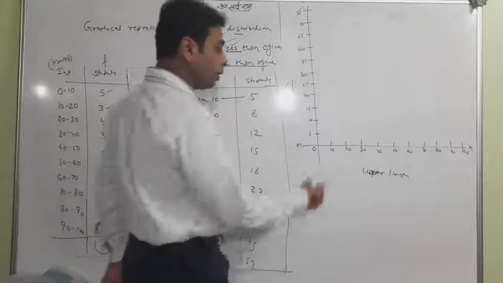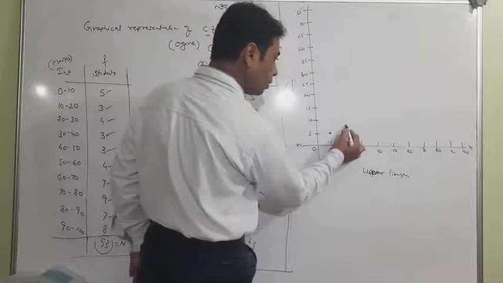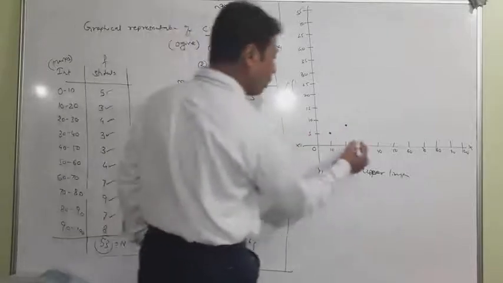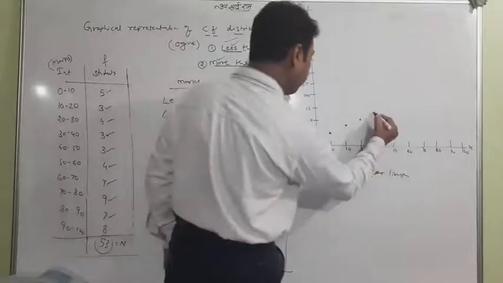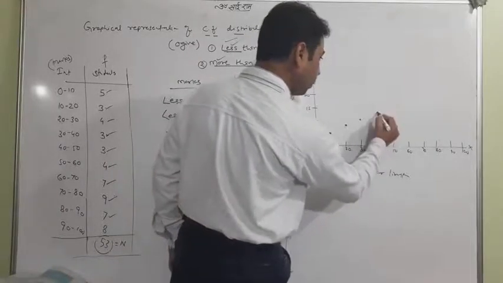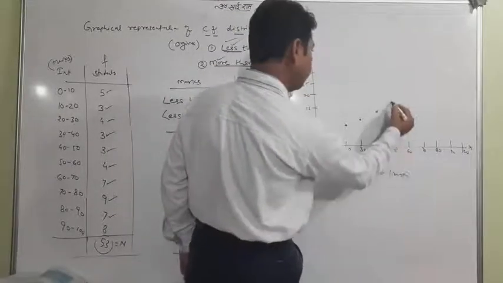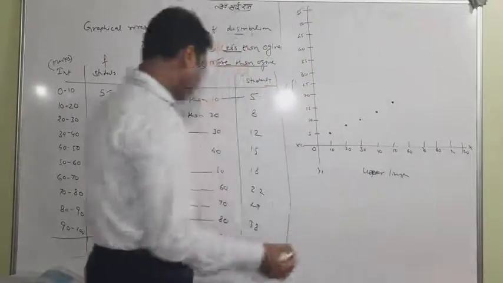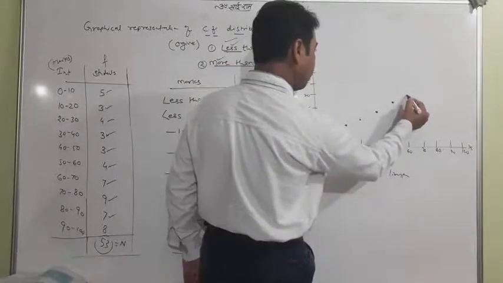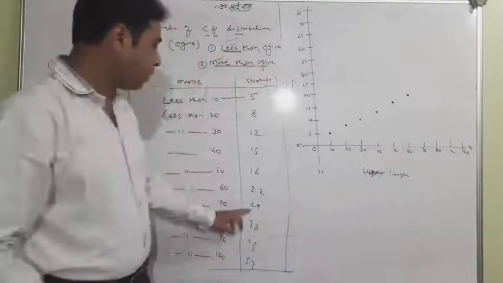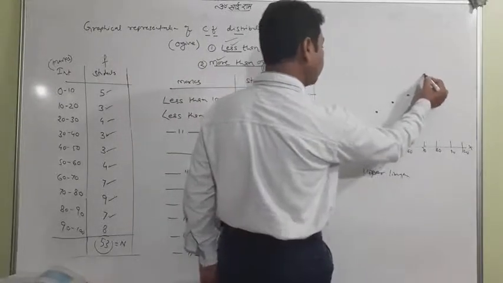For 10 it is 5. For 20 it is 8. For 30 it is 12. For 40 it is 15. Now for 50 it is 18, near to 20 here. Okay. 60, 22, just above the 20. For 70 it is 29, near to 30.